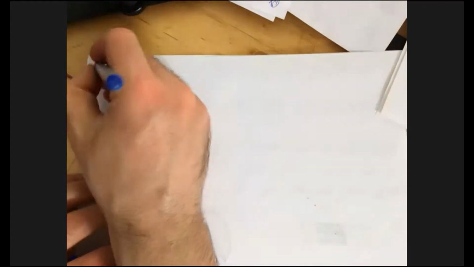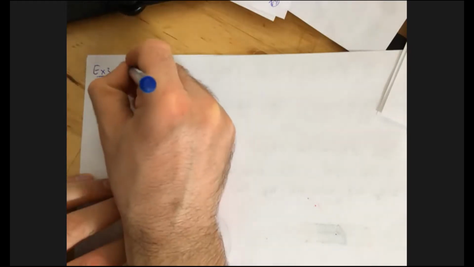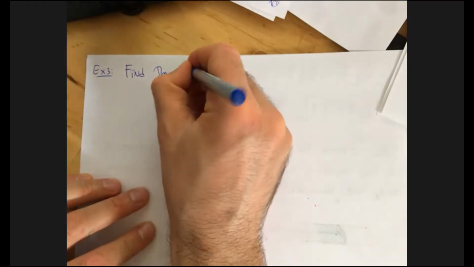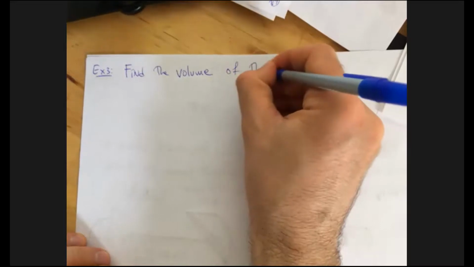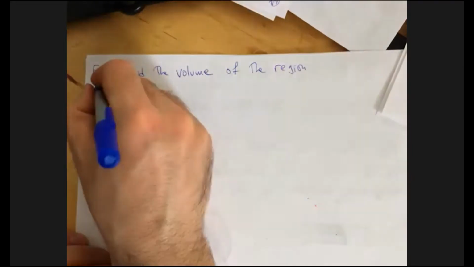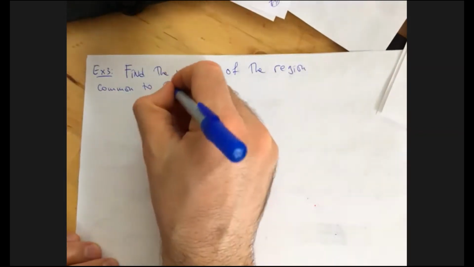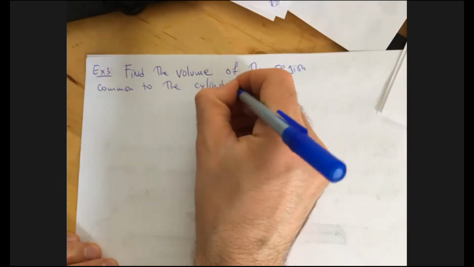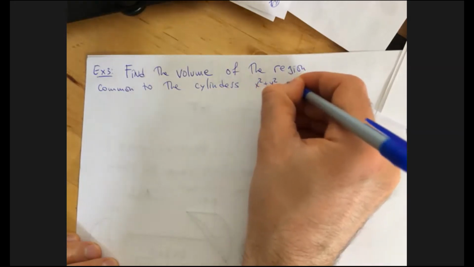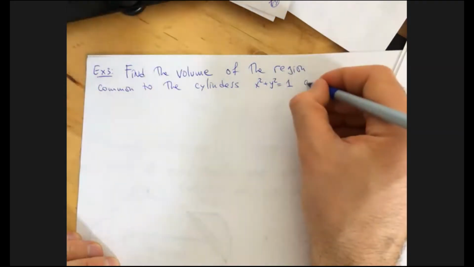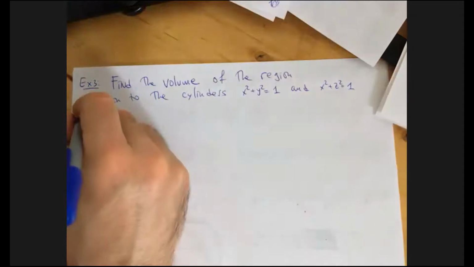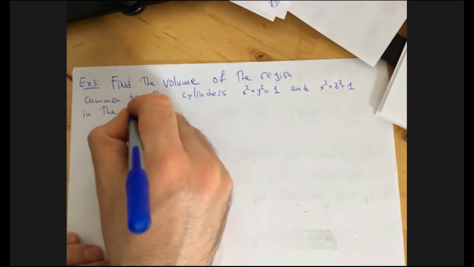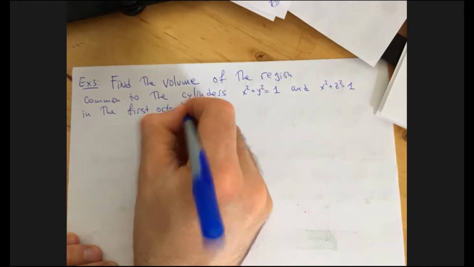Okay, so there is an example like that. Find the volume of the region common to the cylinders x squared plus y squared is equal to 1, and x squared plus z squared is equal to 1 in the first octant.